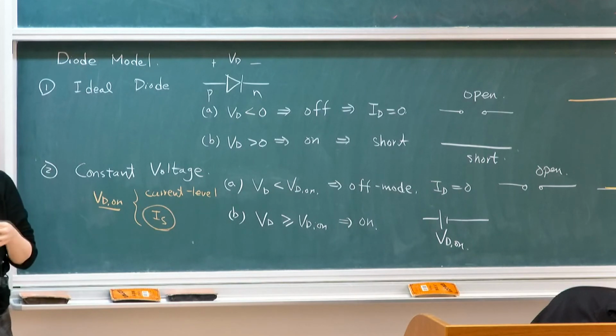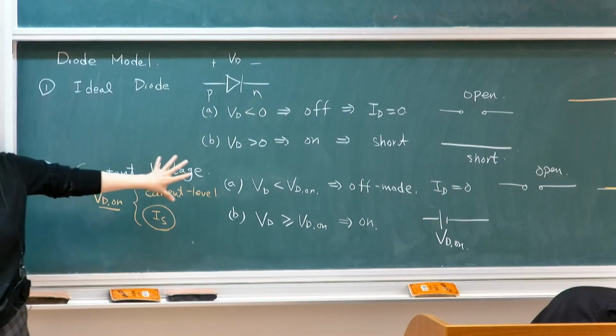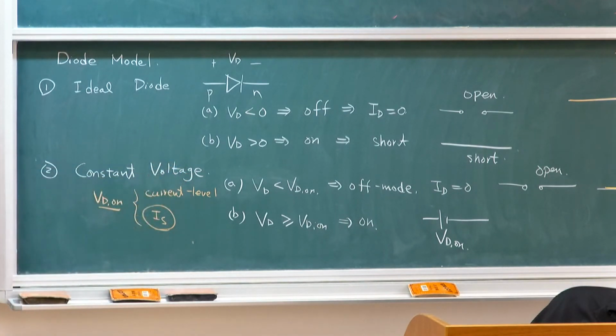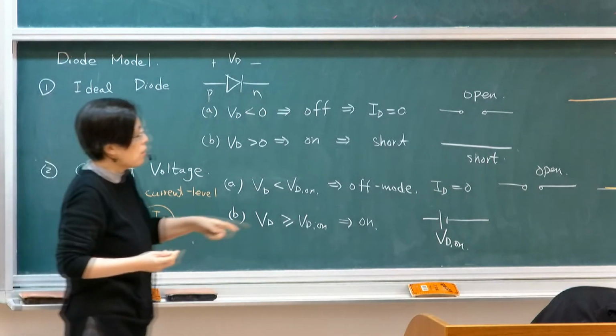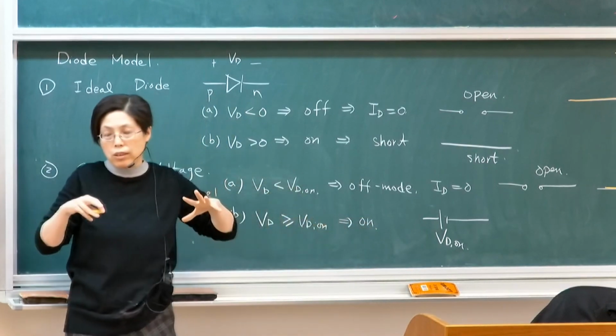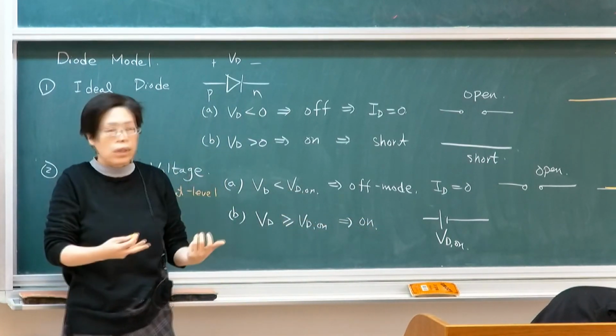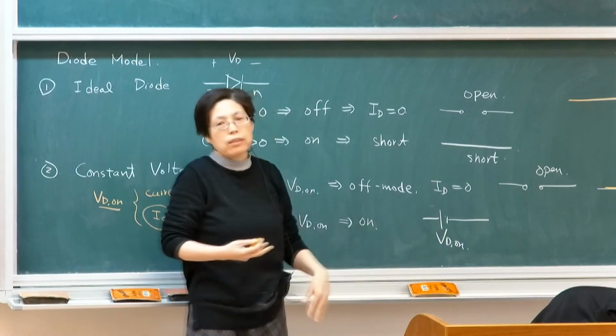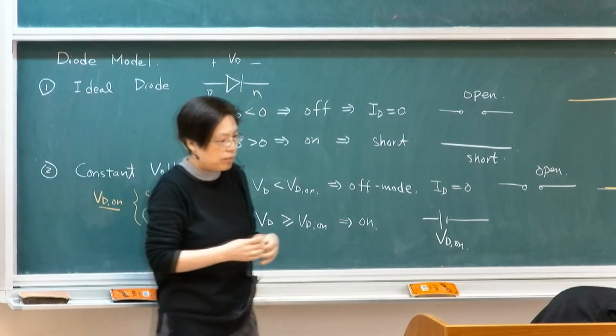Because when we first introduced this type of model, students are very confused because you don't actually know the current level. But how do you determine the current level of a voltage source? It will be determined by external circuits. So whatever external circuit you have will give you your final current level.